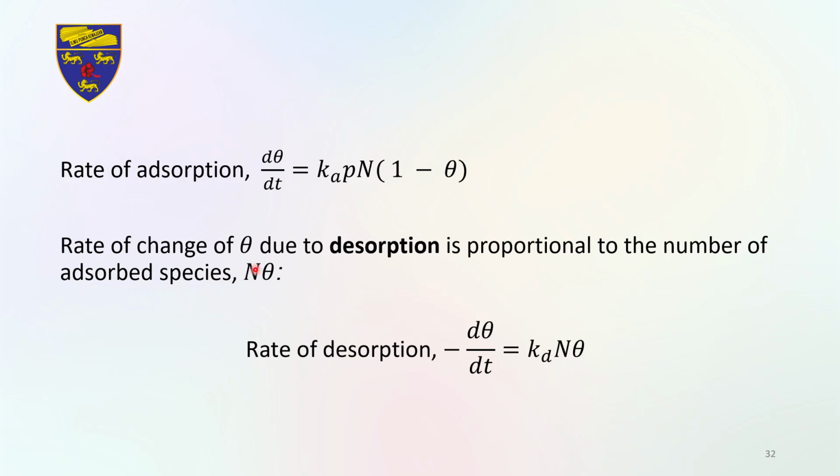And the rate of change of theta due to desorption is proportional to the number of adsorbed species and theta. So if there is a lot of species that has already been adsorbed on the substrate, then it will speed up the rate of desorption. And the equation for the rate of desorption equals negative d theta dt, which is the reverse process of adsorption, equal to the rate constant for desorption multiplied by the number of adsorbed species and theta.